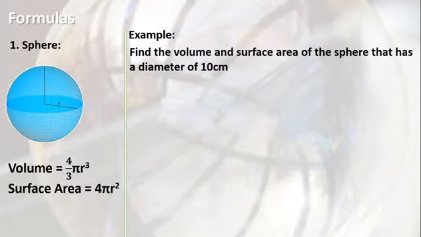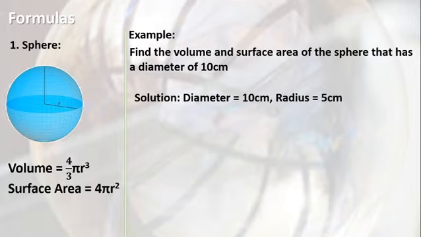If the diameter is 10 centimeters, obviously the radius is 5 centimeters, because the radius is half of the diameter. So our radius is 5 centimeters, and the formula for volume, starting with that, is 4 over 3 times pi times r raised to power 3. So we insert values. 4 over 3 times pi, we're using 22 over 7, times the radius is 5, so we have 5 raised to power 3.